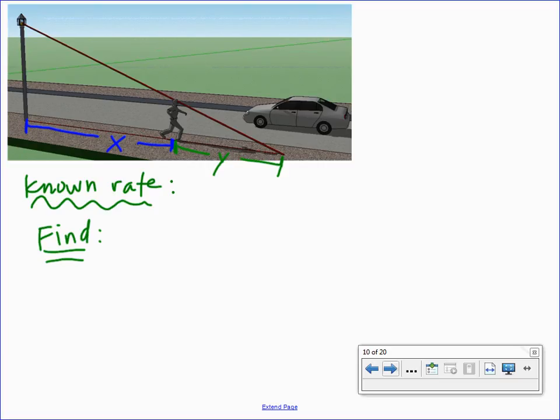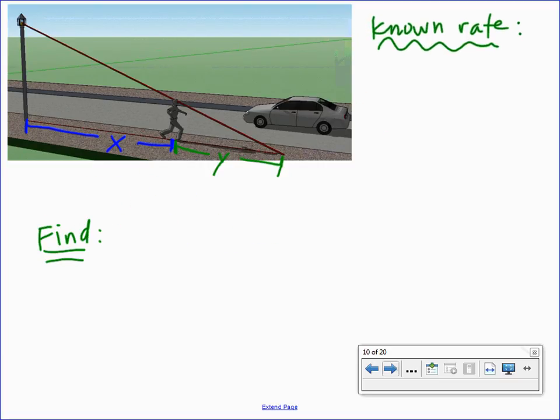Now we can go ahead and write our known rates and what we're trying to find. So based on our picture, what's our known rate with Leibniz notation? What's our known rate here? Danny?